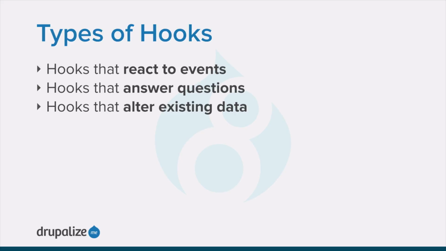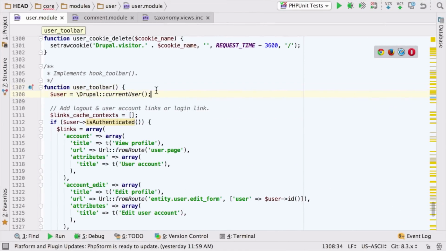For example, some code has built the array that defines a form, and before it's rendered to HTML, an alter hook gives everyone a chance to make changes to that form's definition. Let's look at a couple of examples real quick. hook_toolbar is an example of a hook that asks a question. Does anyone have items they would like to add to the toolbar?